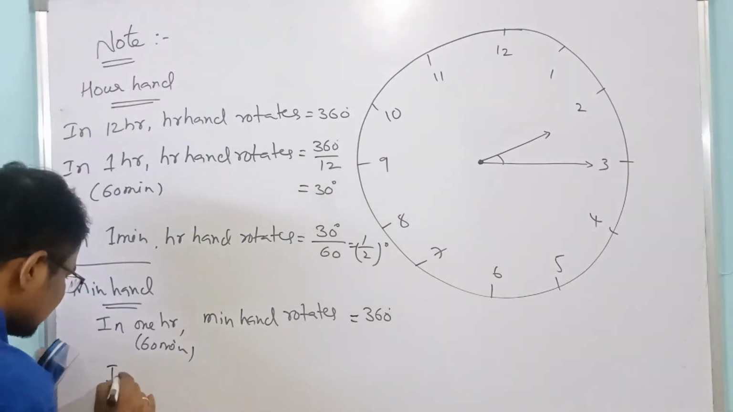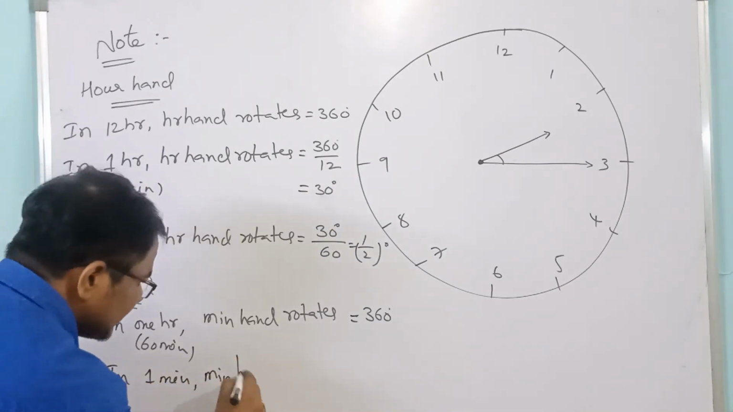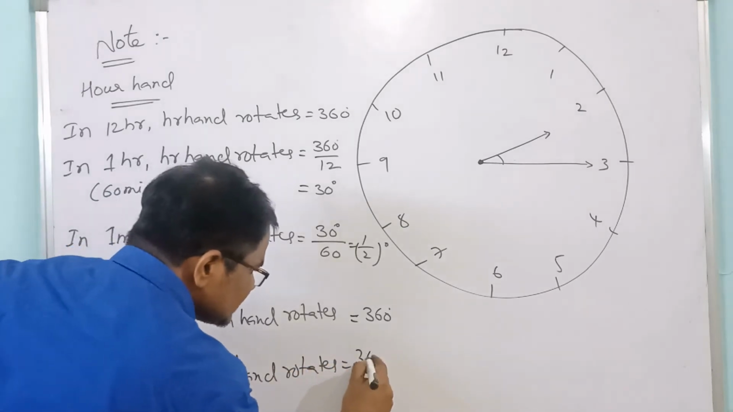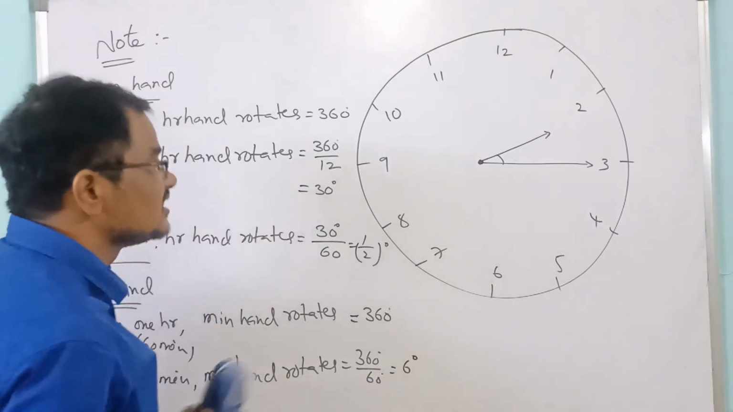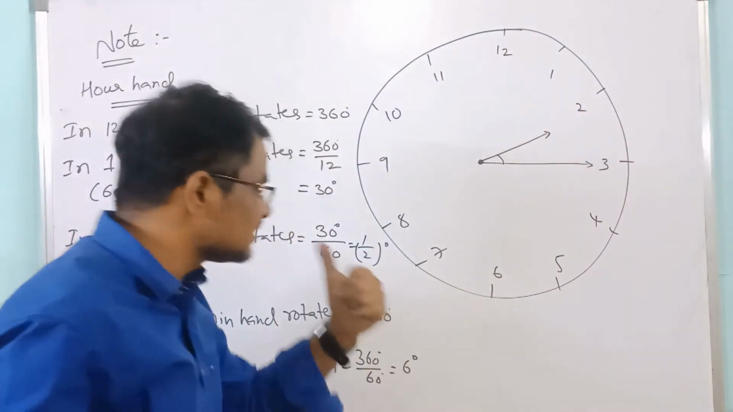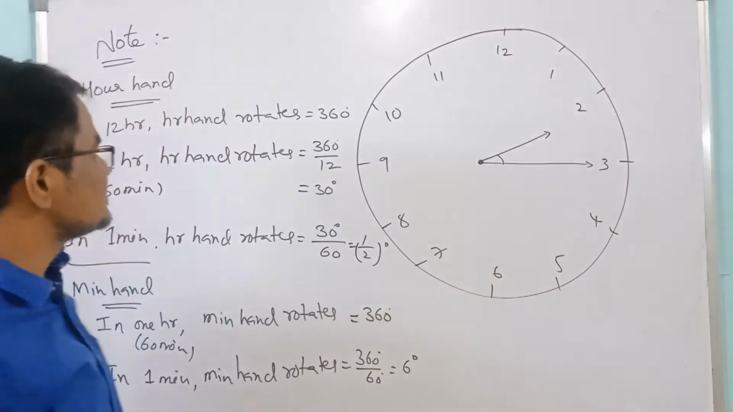But in 1 minute, the minute hand rotates 360 by 60, that is equal to what? 6 degrees. Means in 1 minute, the minute hand rotates how many degrees? 6 degrees, right? Now once again listen.